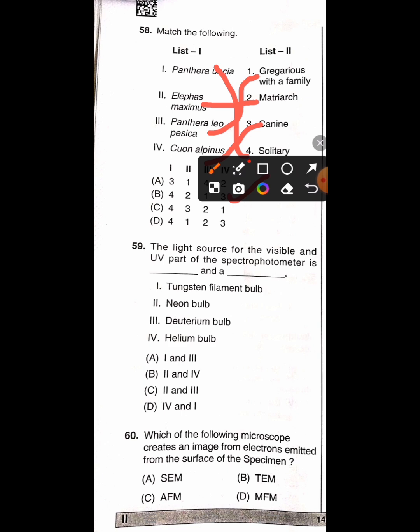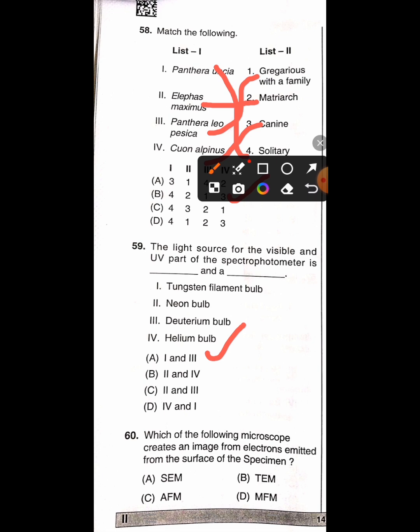The light source for the visible and UV part of the spectrophotometer is dash and dash. Options are tungsten filament bulb, neon bulb, deuterium bulb, helium bulb. Among these you have to pick two options to fill the two blanks. Let's see the correct option for this. Tungsten filament bulb and deuterium bulb is the correct answer. Let's see the next question.